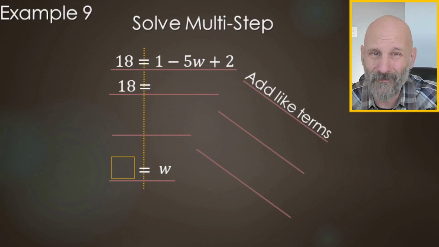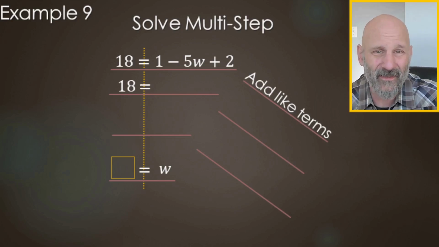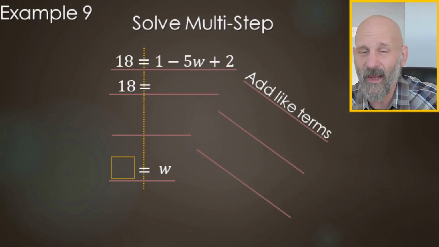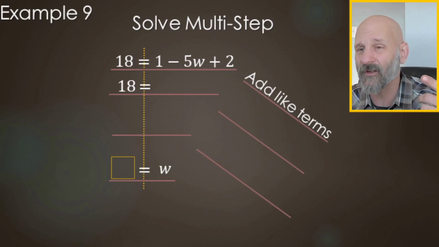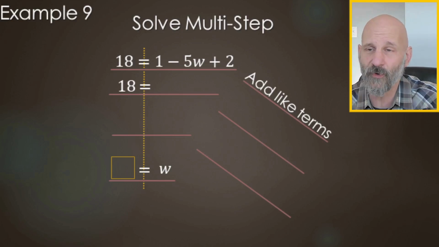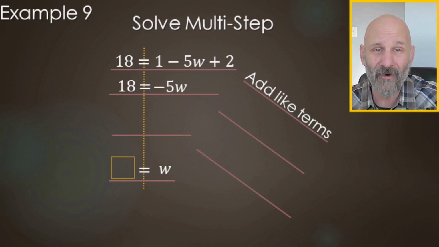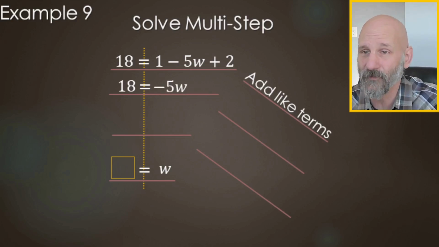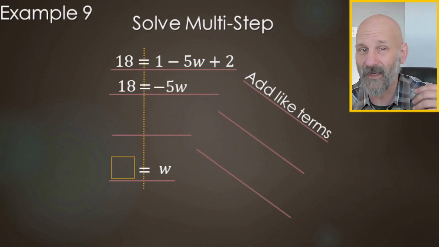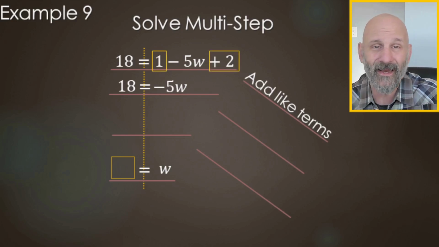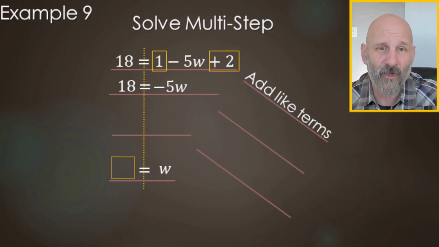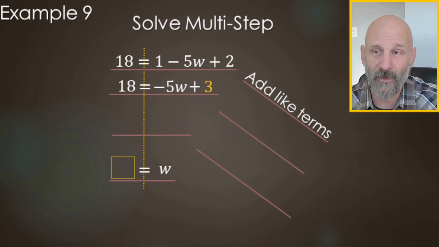So we already know the left-hand side is already cleaned up. It's 18. So we can just write 18 equals. And now we add like terms. When we add like terms, generally speaking, start with your variables. So in this case, we only have one variable term, and that's the negative 5w or minus 5w. And then for the constant terms, we have a 1 and a 2. And these are being added. It's a plus 2. So that's going to make plus 3.